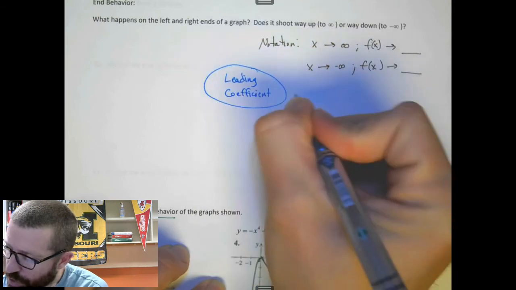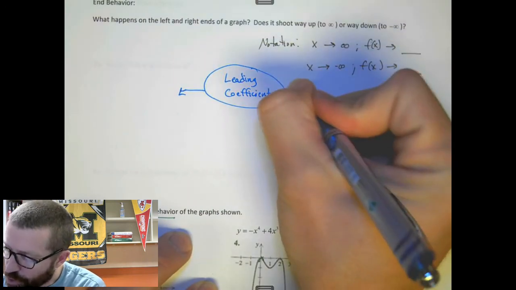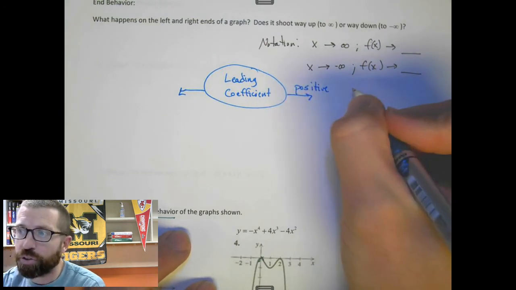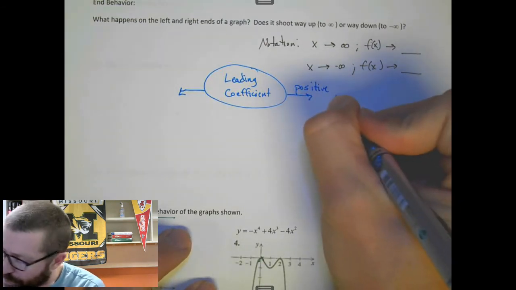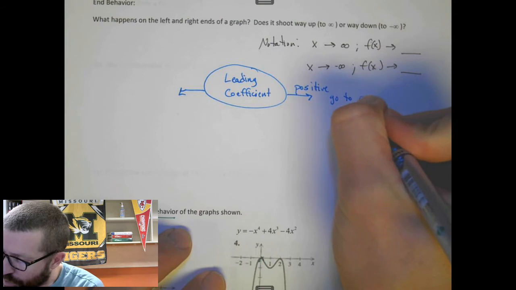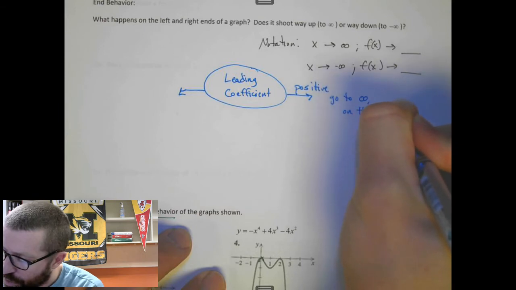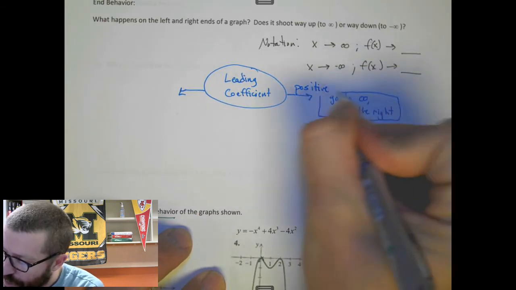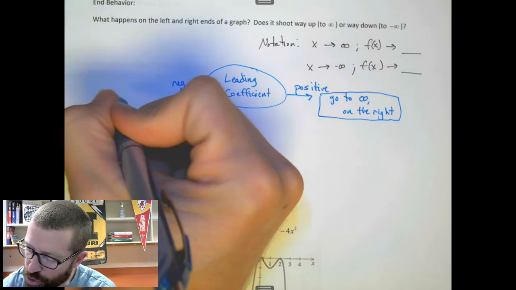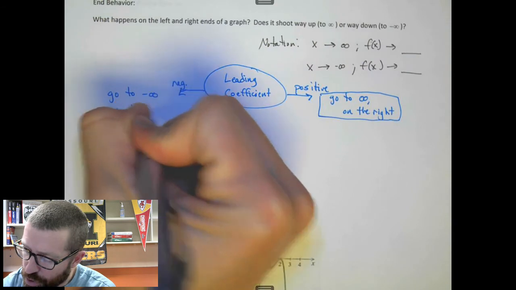And if the leading coefficient is, I'm going to do this sideways to give myself enough room, if it's positive, then it's going to go to infinity on the right. And if it's negative, it's going to go to negative infinity on the right.